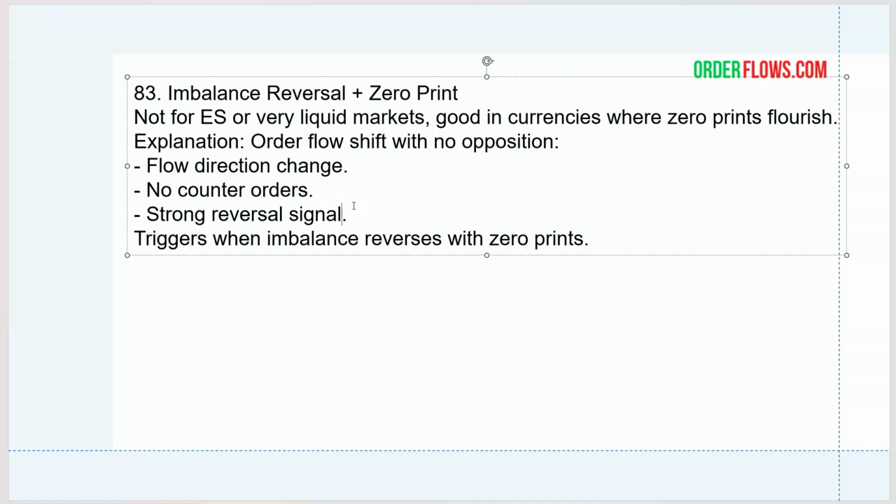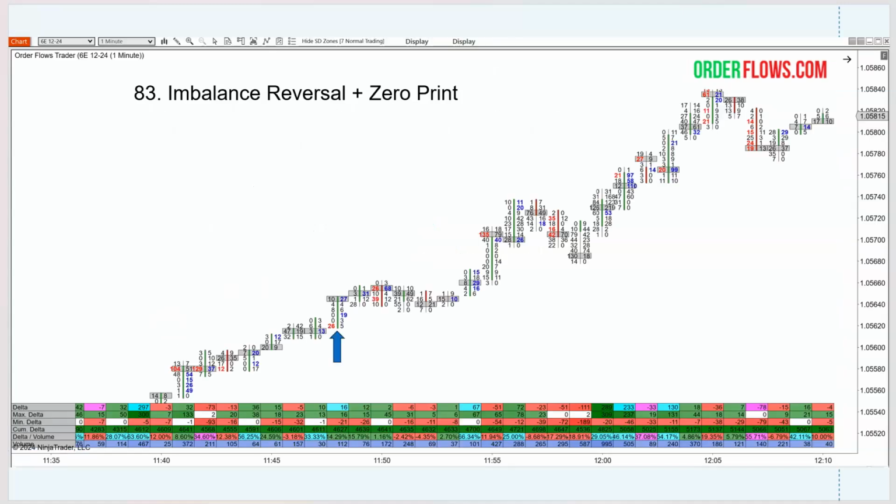You're not looking for this after a big move. Because when I'm looking at order flow, really what I'm looking at is on a bar-by-bar basis. And it's going to trigger when imbalance reverses with the 0 print. Okay. So here you go. Imbalance reversal, 26, and your 0 print right above it.